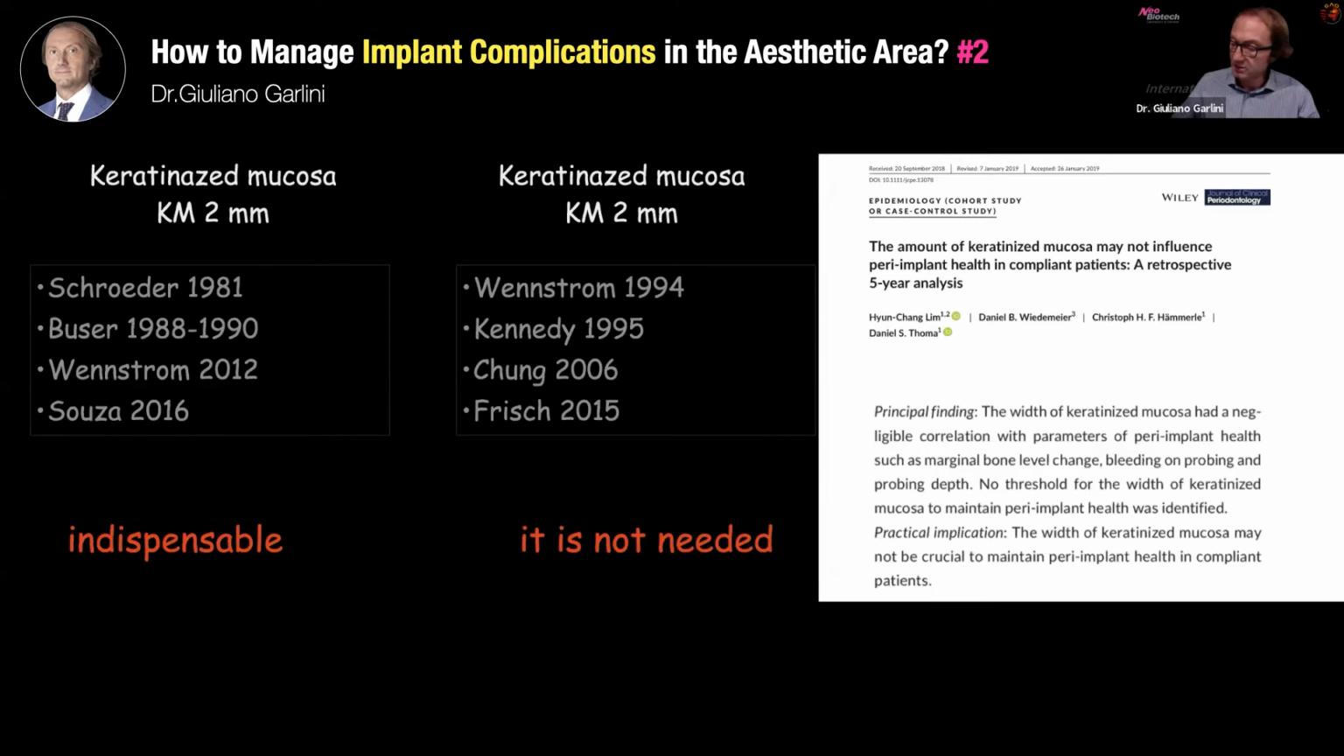And here you can see on the right a study that was published 2 years ago by Christopher Hämmerle and Daniel Strub, where they also now consider that the width of keratinized mucosa may not be crucial to maintain peri-implant tissue health in compliant patients.